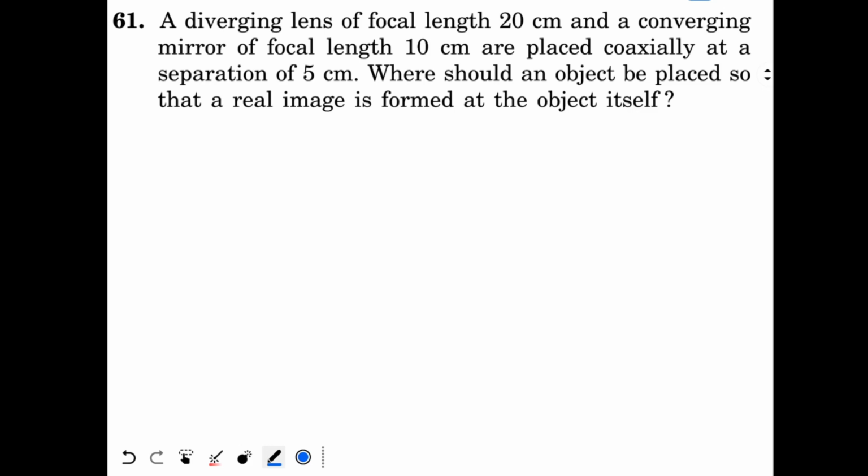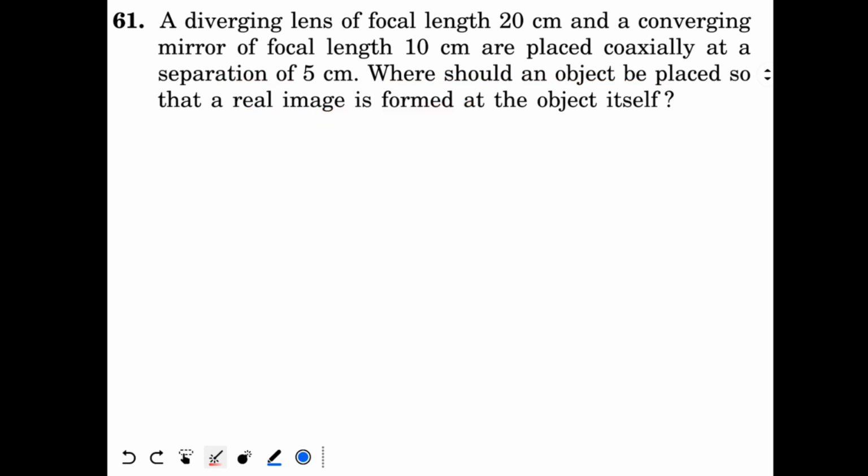ओके, क्वेश्चन देखो, चैप्टर नंबर 18 एच सी वर्मा का है। उससे क्वेश्चन है ये, डाइवर्जिंग लेंस of focal length 20 centimeter and a converging mirror of focal length 10 centimeter are placed coaxially at a separation of 5 centimeter. Where should an object be placed so that a real image is formed on the object itself?